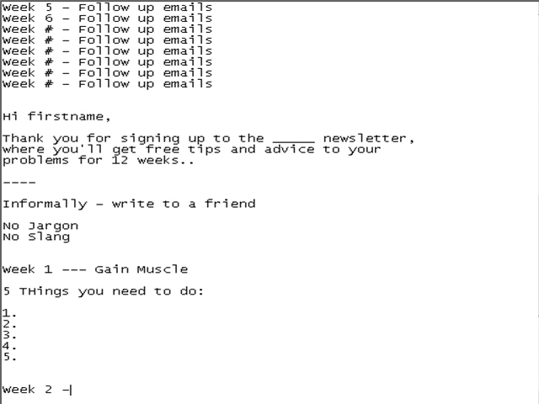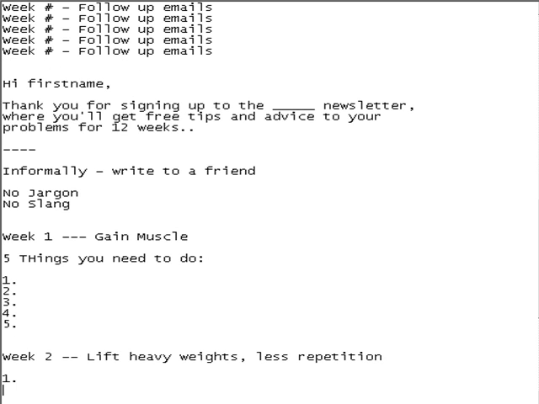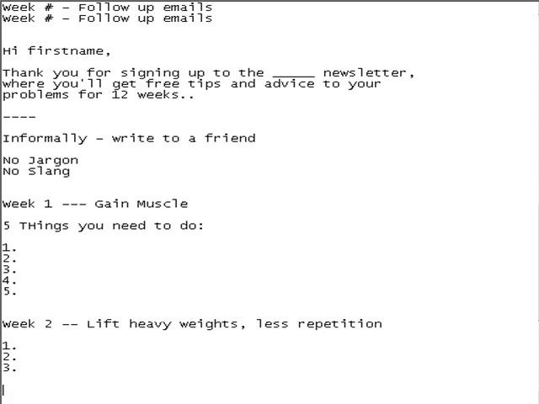Week 2, they're probably ready to get started, or they already got started. You could talk about, okay, weights, lift heavy weights, less repetition. So you could list 3 things. It's just like a grocery list or things to do. If you can make a grocery list or things that you need to do that day, you pretty much can create an email. So write the email. It doesn't have to be in any format or any specific style, but I just want to show you how easy it is to create follow-up emails.